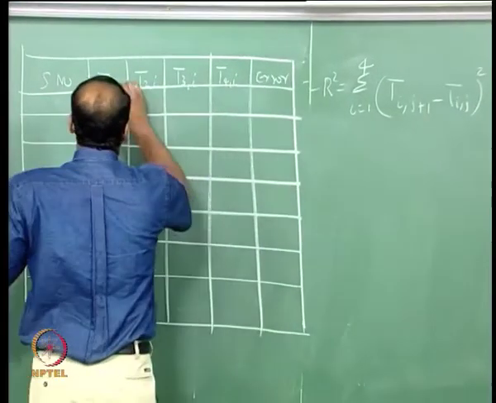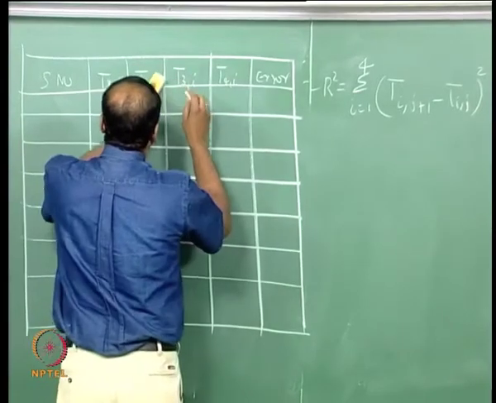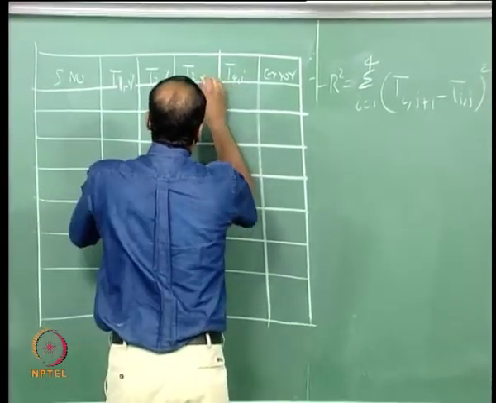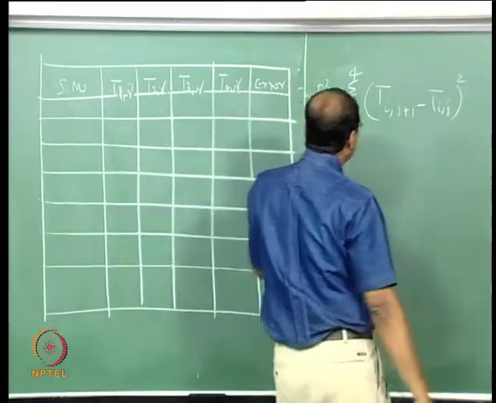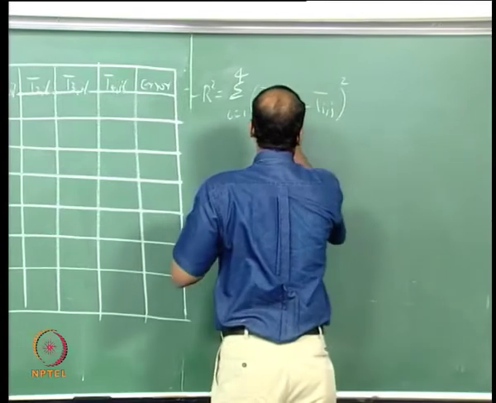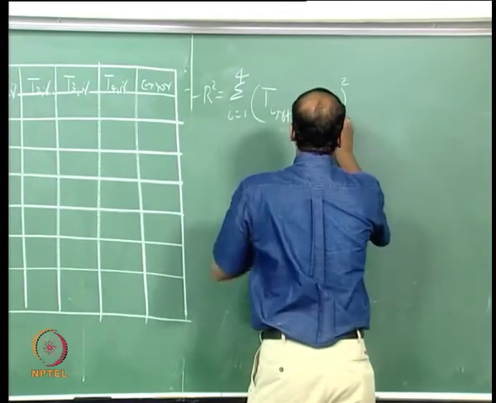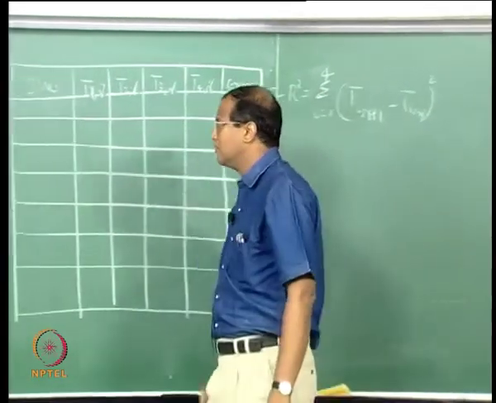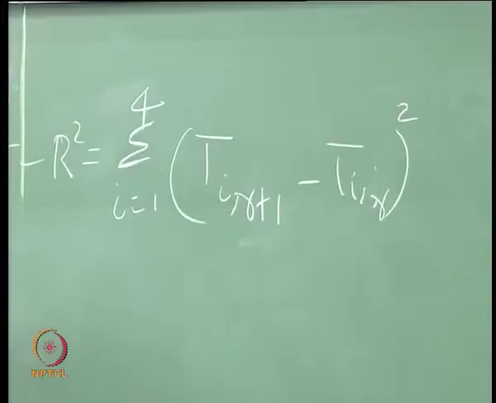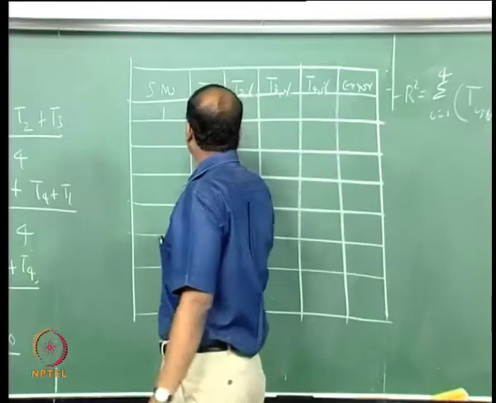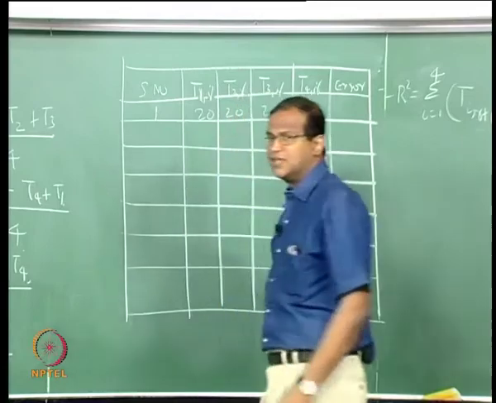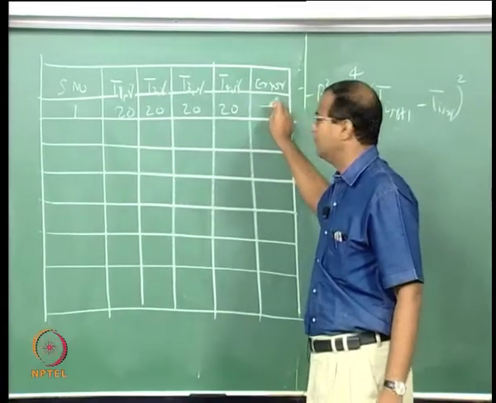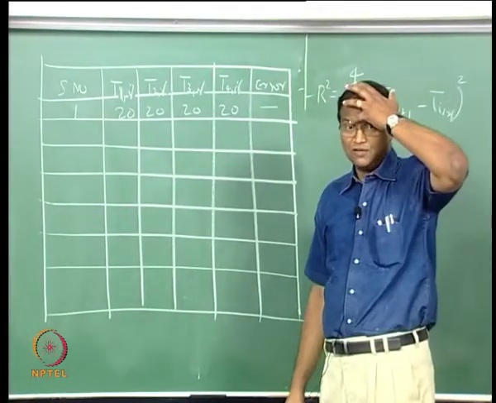So this will be Ti at R plus 1 minus Ti at R, that is, the R plus 1th iteration minus the rth iteration. I will start with 20, 20, 20, 20 for all the 4. I have not started the iteration, so I cannot calculate the error; I put a dash because I have not started.